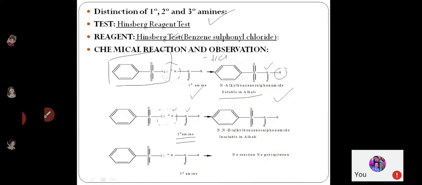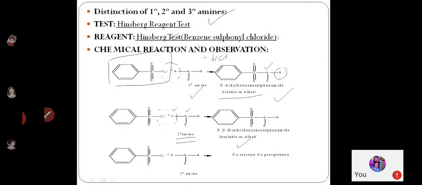They will form a bond. Nitrogen with 2 R groups. So again this is a sulfonamide. Nitrogen has two alkyl groups. So we'll get N,N-dialkyl benzene sulfonamide. And since there is no hydrogen on nitrogen, it will be insoluble in alkali.